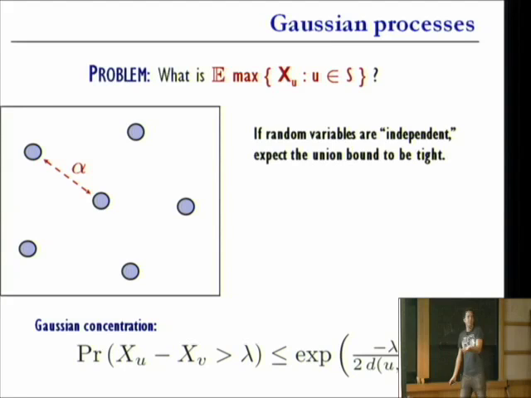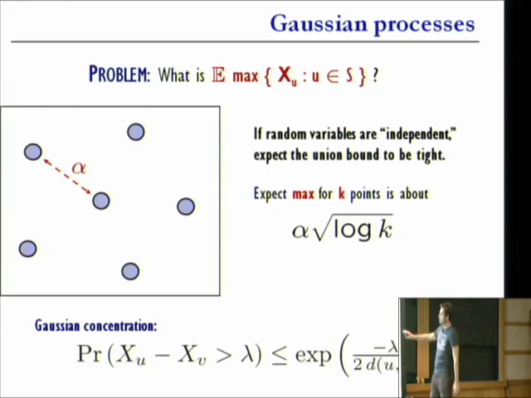So if you have k points and all distances are about alpha, the union bound says that the expected maximum is at most of order alpha square root log k. Just plug it in and take a union bound. And you might expect that in this case, when the geometry is uniform, this bound is tight. It's definitely tight in the IID case when you take n IID normal zero-ones. And this is actually true.